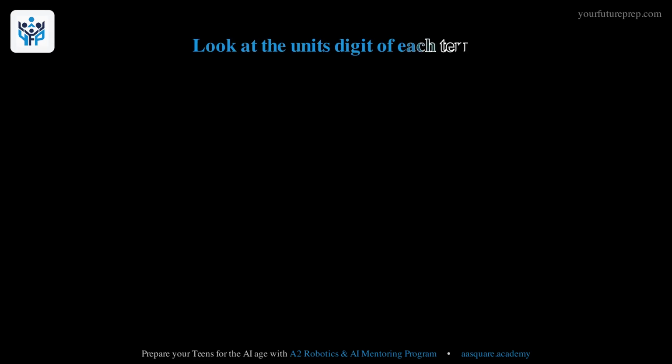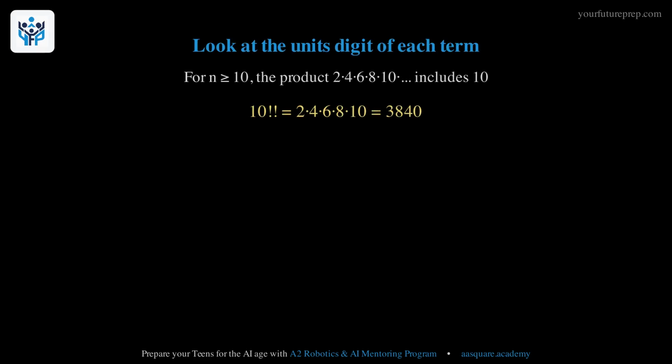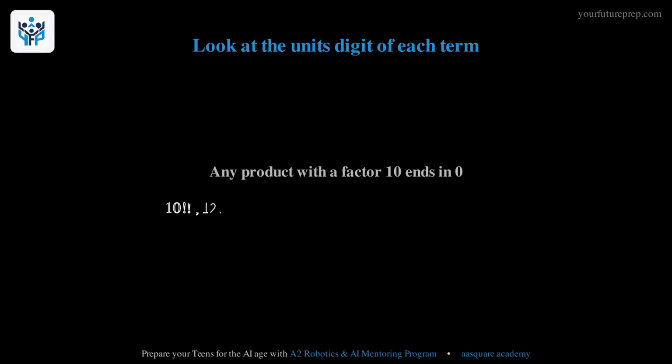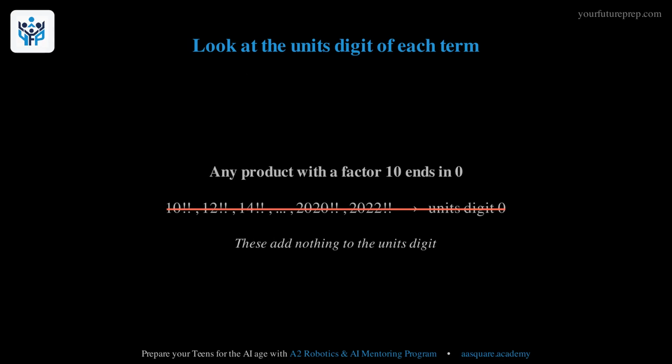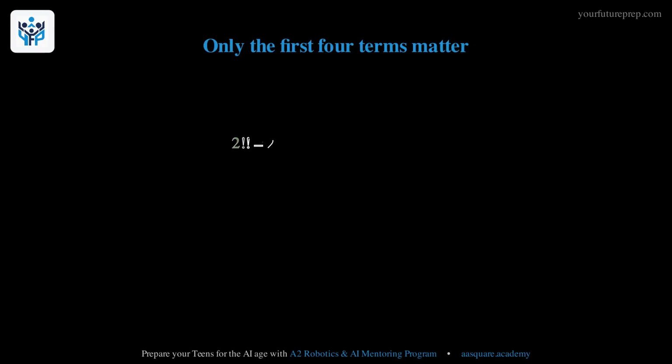The key idea is to look at the units digit of each term. Notice that as soon as n reaches 10 or more, the product includes the number 10 itself. Because 10 is one of the even numbers being multiplied, anything multiplied by 10 ends in a 0. So every term from 10 double factorial onward has a units digit of 0, and adds nothing to the units digit of the sum. All those terms disappear. That leaves only the first 4 terms.